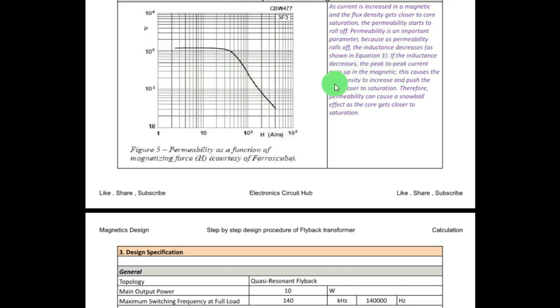This causes the flux density to increase and push the core closer to saturation. Therefore, permeability roll off can cause a snowball effect as the core gets closer to saturation.